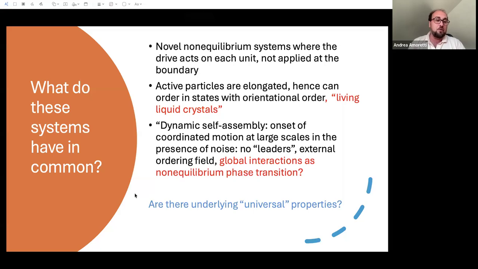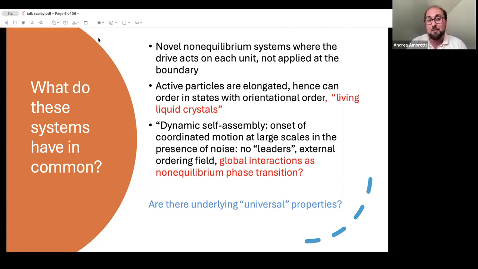So what do these systems have in common? As you can see, the systems are many and variegated. People in the past started to think about what these systems have in common. Basically, there are some properties that you can extract and that are common to all these systems. For example, the fact that the activity, so the drive, acts on each unit and is not applied through boundary conditions, as I told you before.